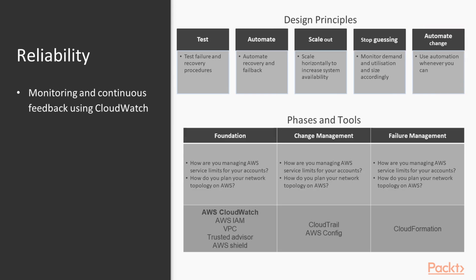Reliability, well, this is around monitoring and continuous feedback using CloudWatch. So a lot of things, any questions around reliability tend to involve monitoring. So design principles, make sure you test the failure in your recovery procedures. Again, you automate, scale out, not scale up. So scale out horizontally, stop guessing, monitor demand and utilization and size accordingly. That's a lot around, how do you stop guessing about the size of your platform, and then automate your change. So we've touched on automation in a technical sense, now automate your change management processes.